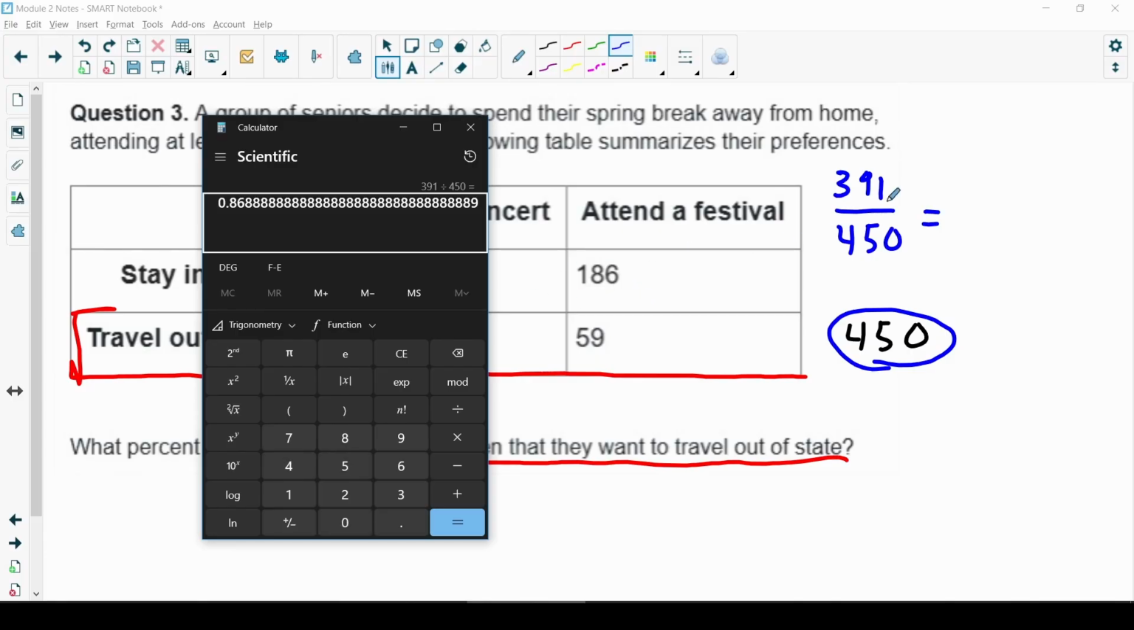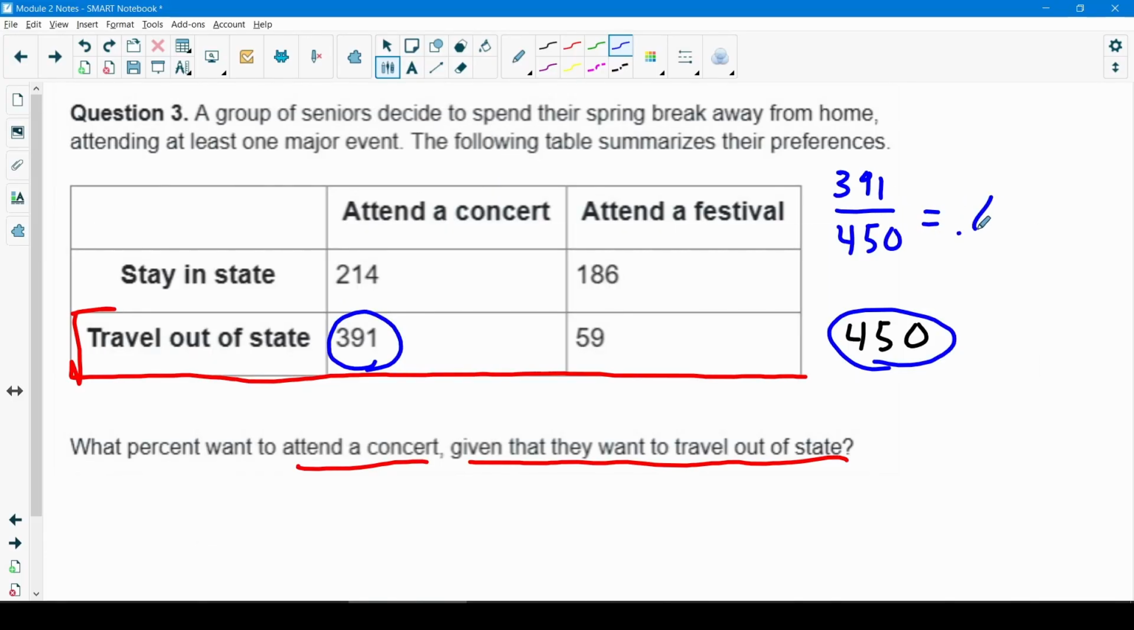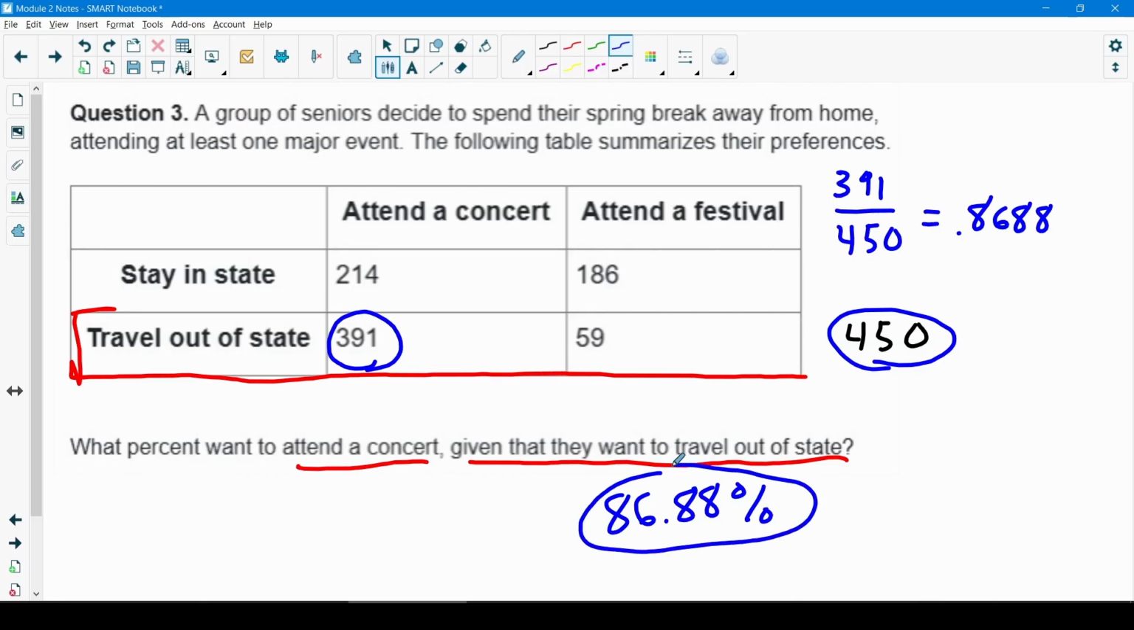So here I'm getting 0.8688. All right, which is really our answer. Here they're asking for a percent, so I'm just going to write this as 86.88%, or you could round that up to 87%. Just depends on the question.